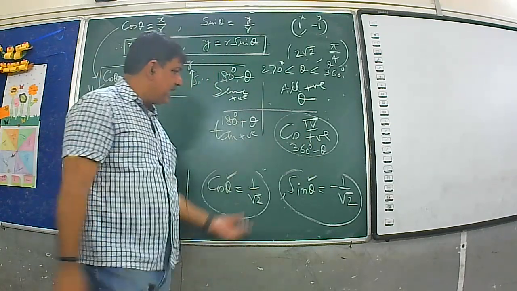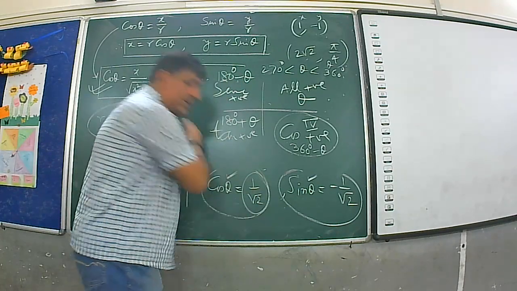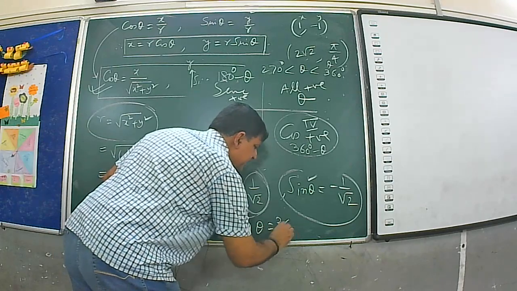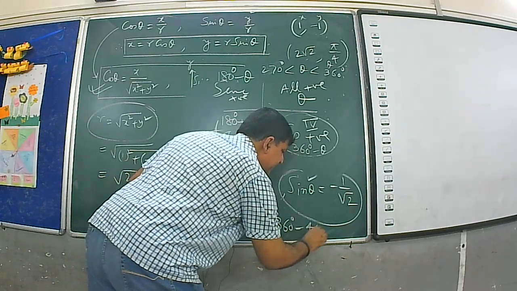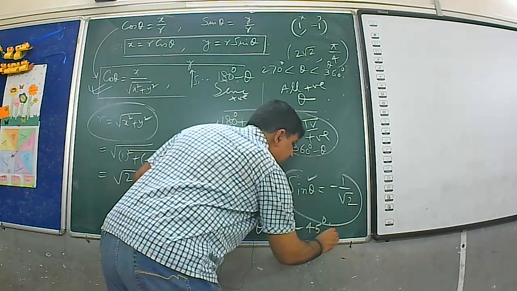Now here you see our theta lies in the fourth quadrant. Now check out the value. This is the value of 45 degree. So what should be the value of theta? Theta will be 360 degree minus 45 degree. So this will be your value of theta, that is 315 degree.